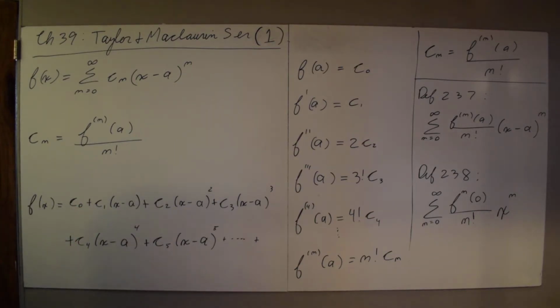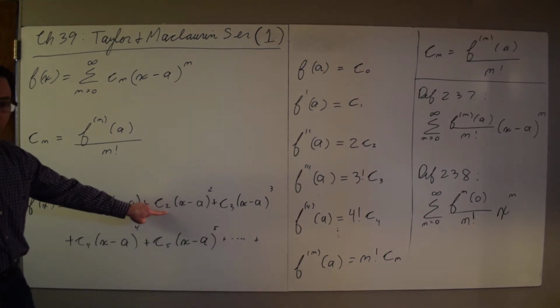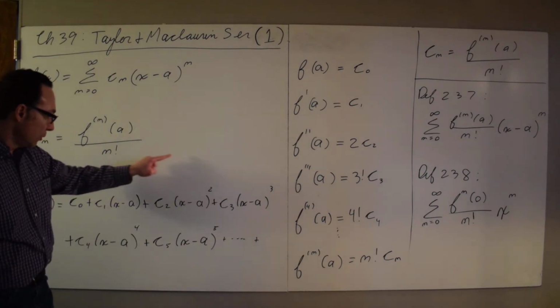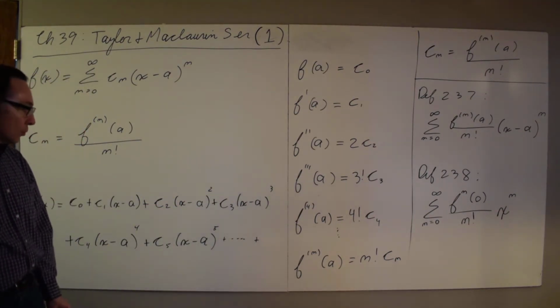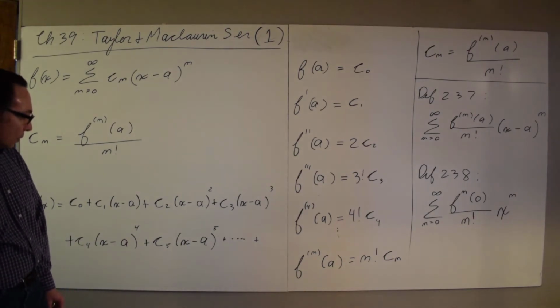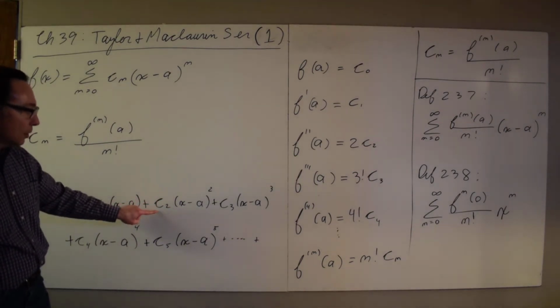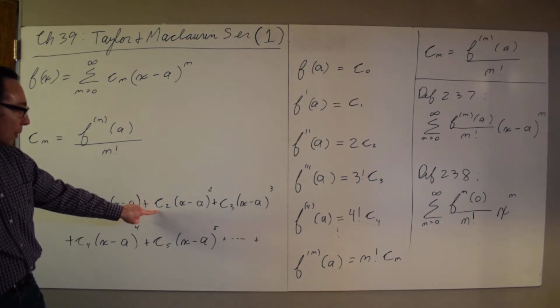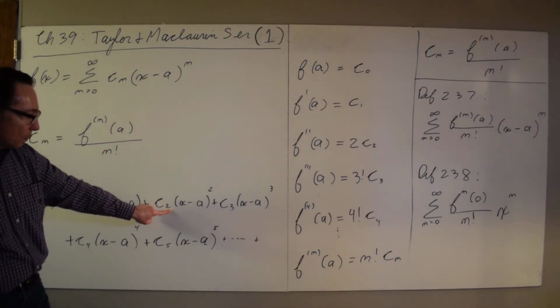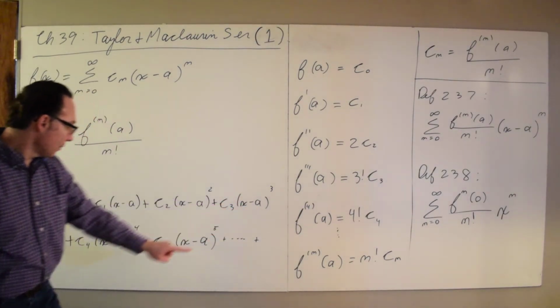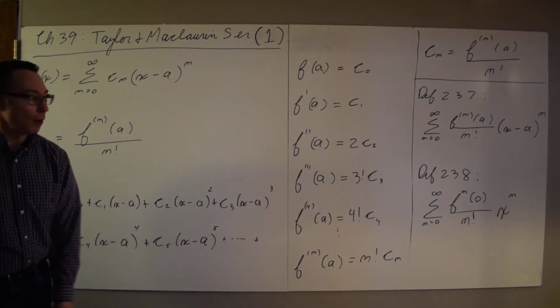What about the second derivative? Well, when you take the second derivative, this goes to 0, this goes to 0, and what is the second derivative here? It's 2 times x minus a is the first derivative, and then the second derivative is 2 times c sub 2. So the second derivative evaluated at a is simply c sub 2. The rest of these terms all have an x minus a in them, which go to 0.